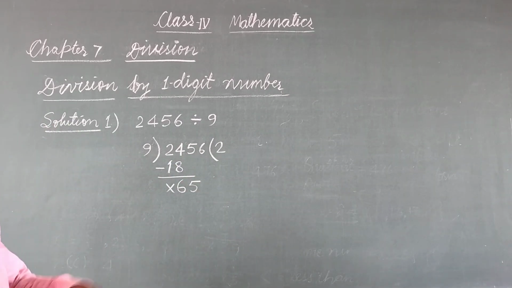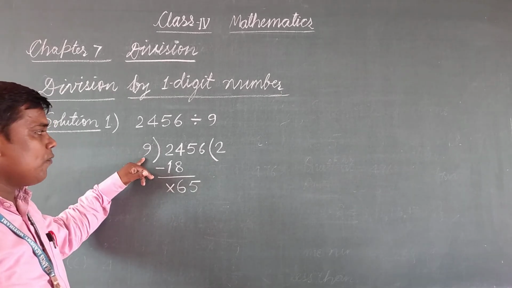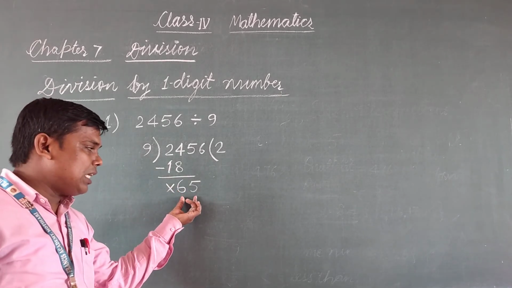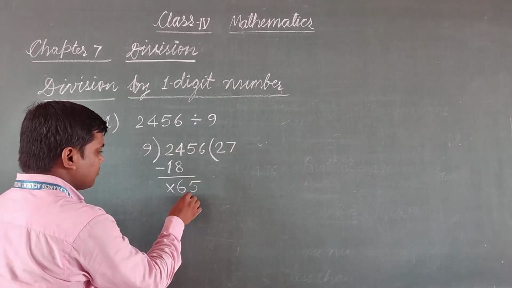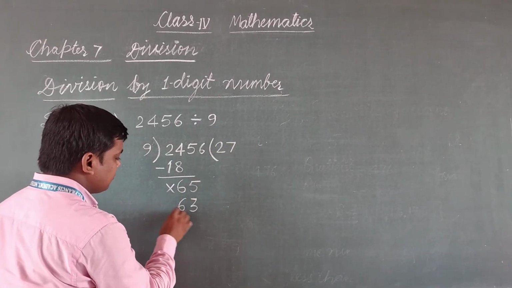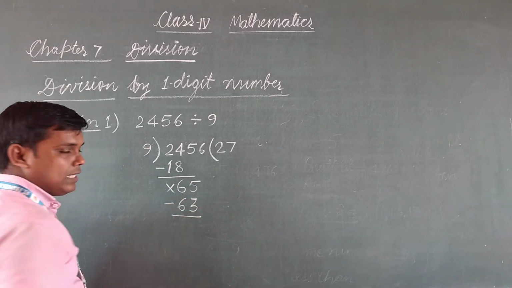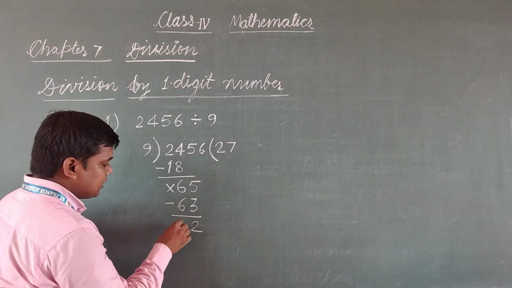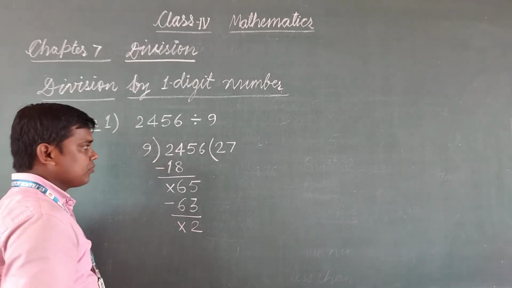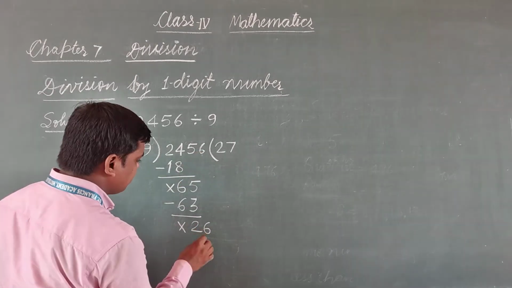Again we have to read the table of 9, which is near 65. So 9 7s are 63. We will subtract it. 5 minus 3, 2. 6 minus 6, 0. Now 6 will come down.